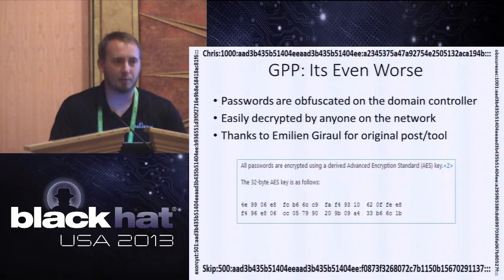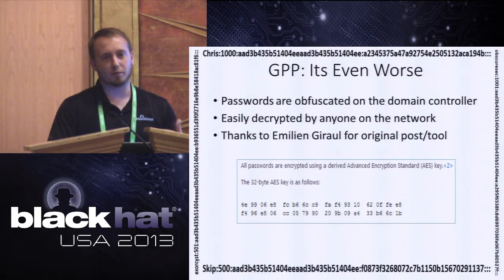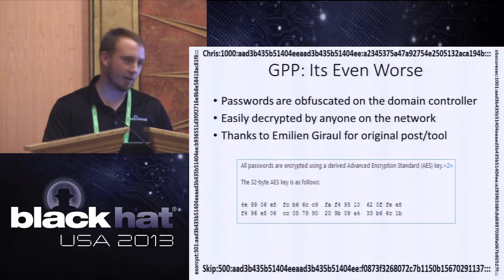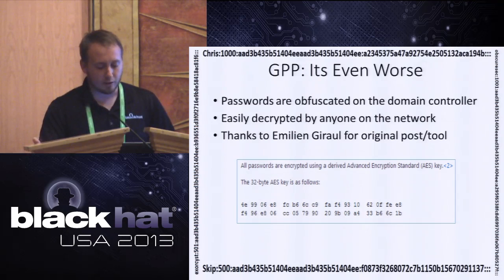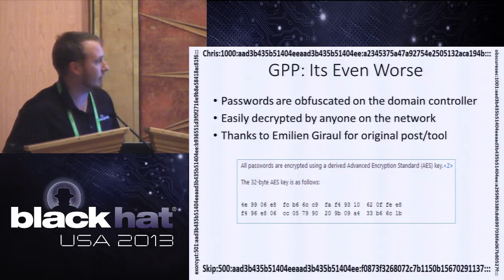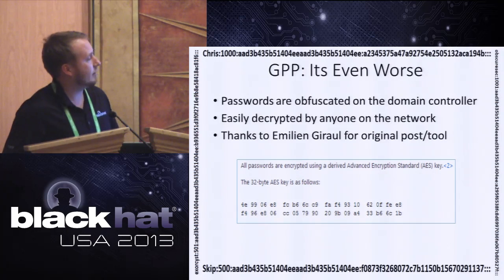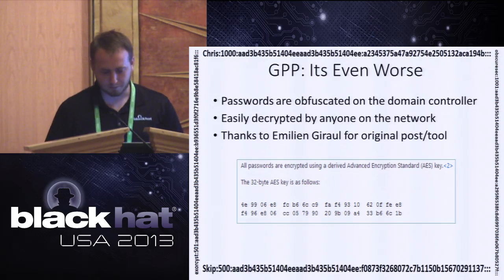But actually, GPP makes it even worse, because the passwords are only obfuscated on the domain controller. And as Skip talked about before, the actual machine account is a domain account and can access the DC. So an Italian researcher released a Python tool to be able to decrypt it, and actually found it's AES encrypted, so it's not technically obfuscated. It is encrypted, but it's encrypted with that 32-byte key that was on a TechNet post on the subject.